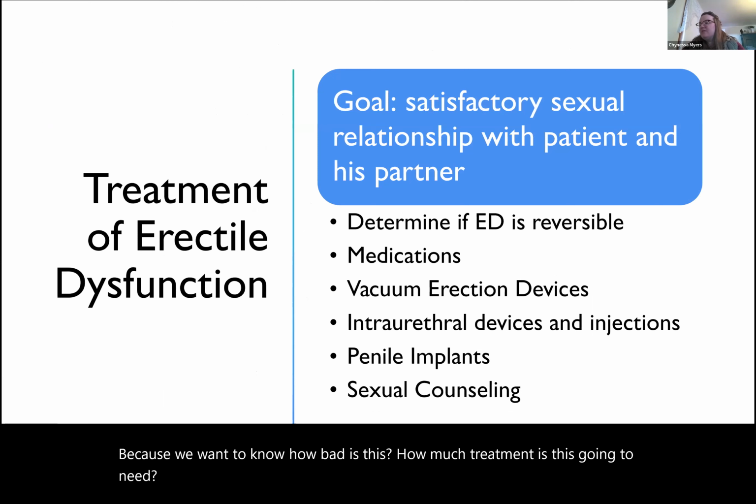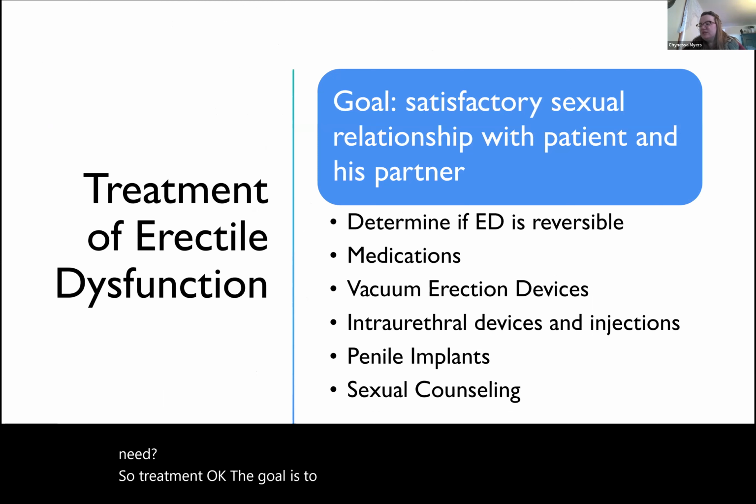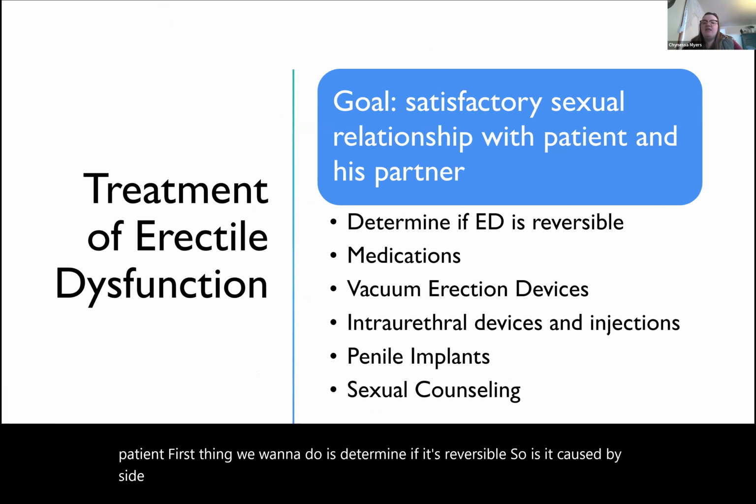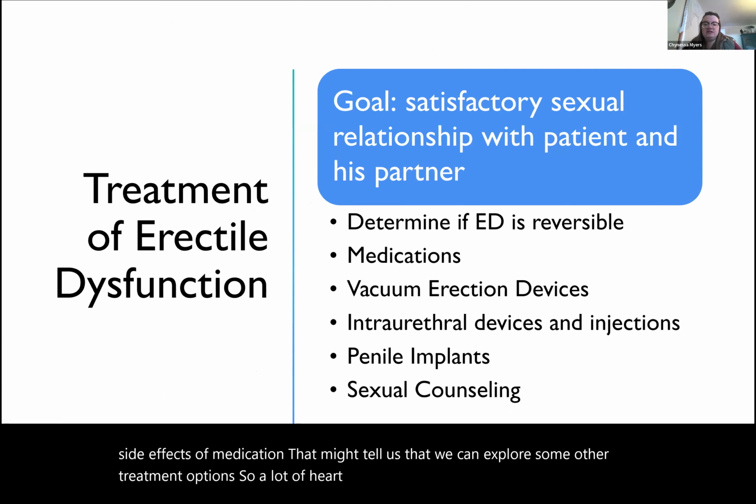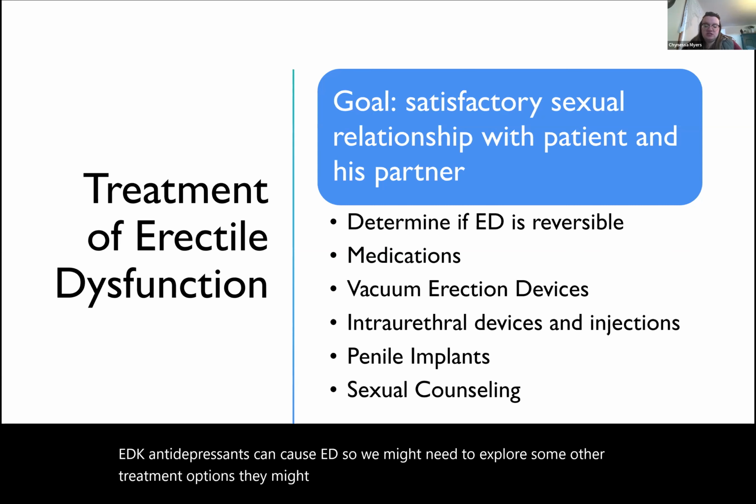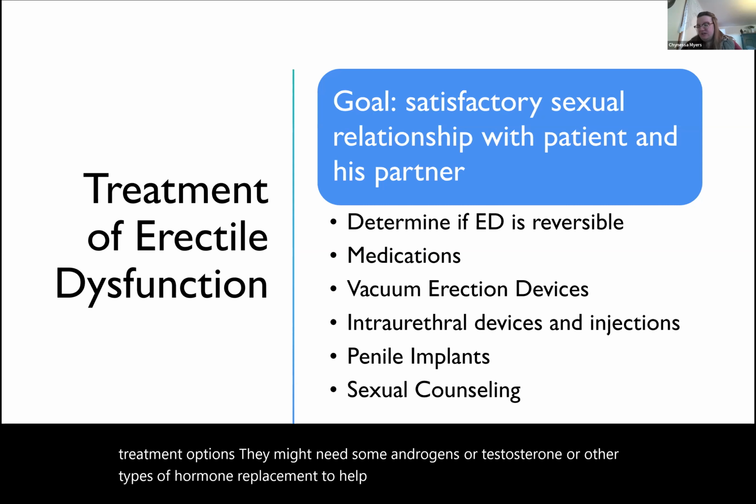So treatment, okay, the goal is to have a satisfactory sexual relationship with the patient. The first thing we want to do is determine if it's reversible. Is it caused by side effects of medication? That might tell us that we can explore some other treatment options. A lot of heart medications can cause ED, okay? Antidepressants can cause ED. So we might need to explore some other treatment options. They might need some androgens or testosterone or other types of hormone replacement to help with that. That's an easy fix, okay?